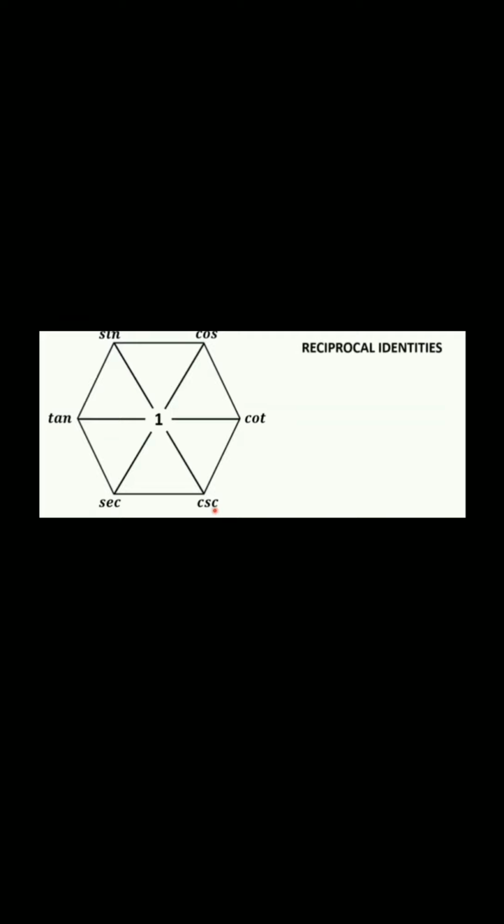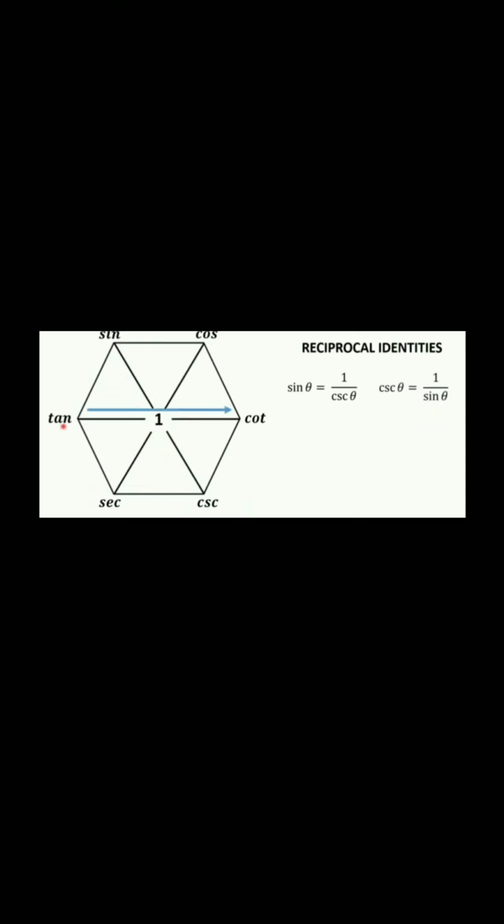So, let's start the reciprocal identities. Let's start with this. If we're going to sine, 1, 2, cosecant, that will be sine equals 1 over cosecant. That's our first reciprocal identity. If we're going to start with cosecant, it will be cosecant equals 1 over sine.